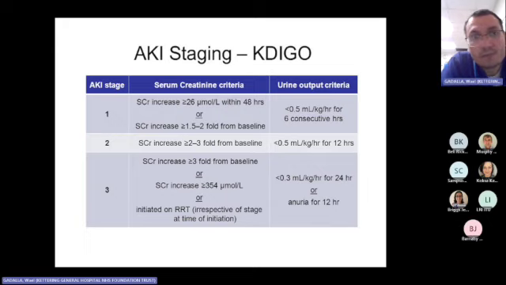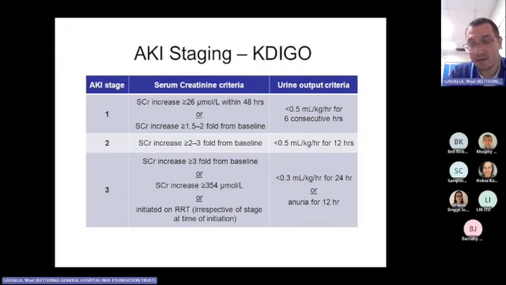We have two types of classification of AKI. The first is the KDIGO classification, which classifies acute kidney injury into stage 1, stage 2, and stage 3. Stage 1 is an increase in creatinine from 1.5 to twofold from the baseline, or a drop in urine output below 0.5 ml per kg for 6 hours.